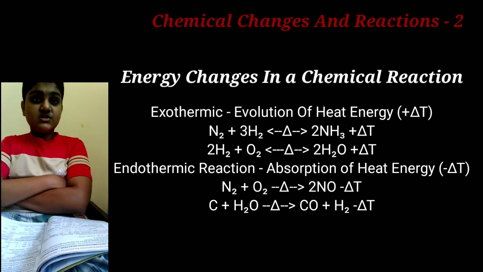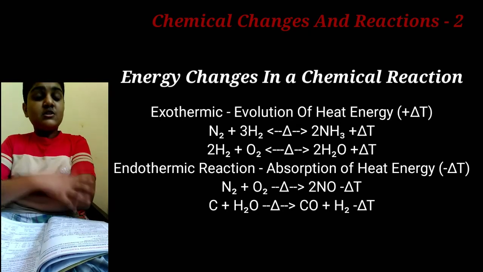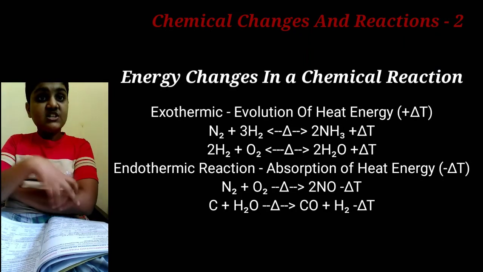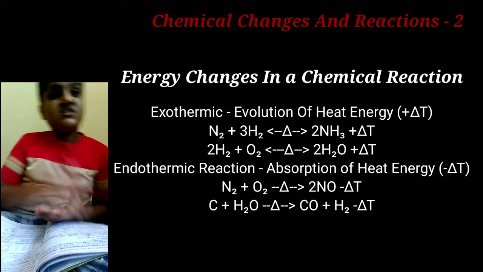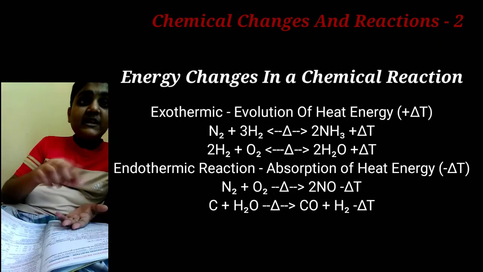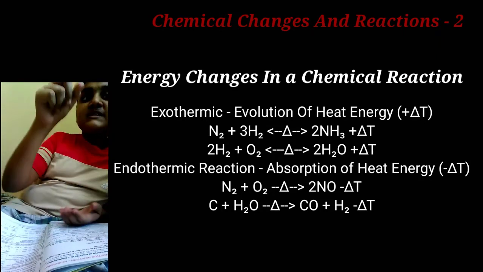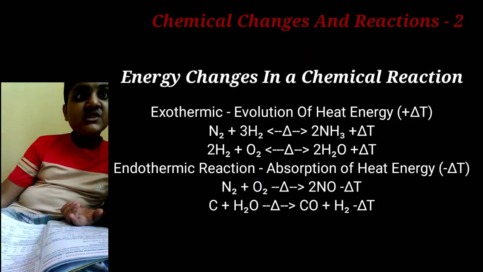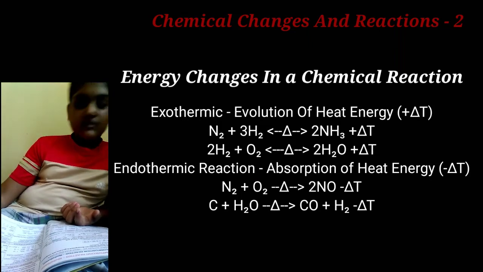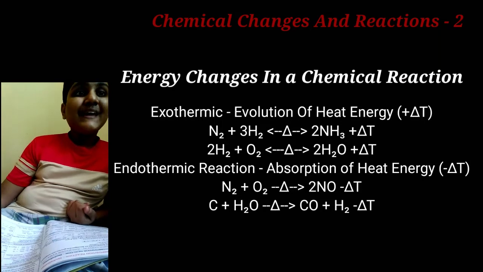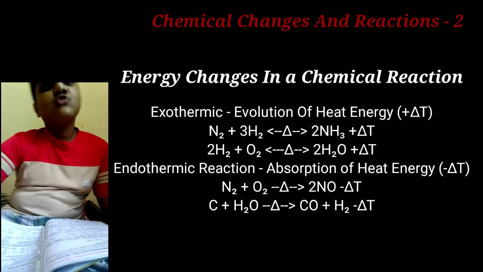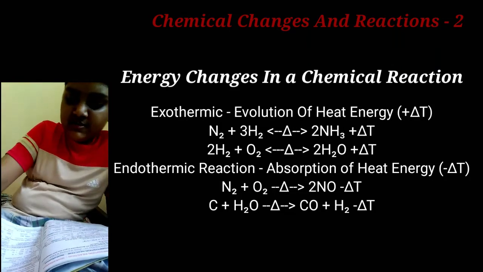What energy? Heat energy. Exothermic, for example, 2H2 plus O2 on heating gives water and heat. After the plus, we put a triangle T. What does plus triangle T indicate? Yes, the evolution of heat energy, an exothermic reaction. One more example: N2 plus 3H2 gives 2NH3 plus heat evolved.